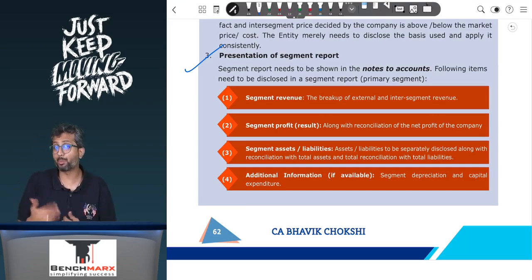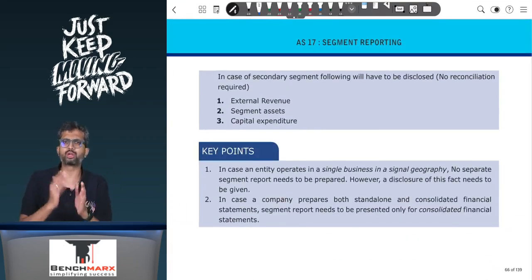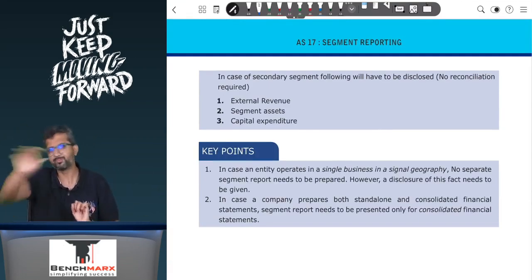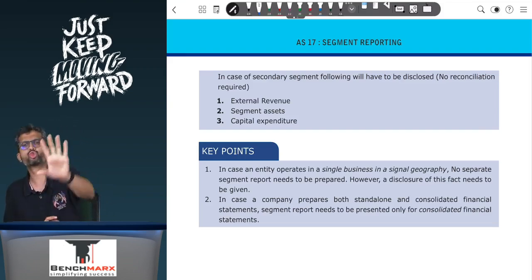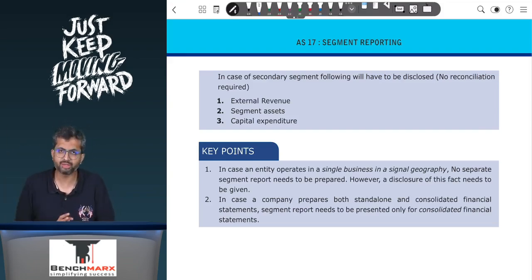However, if I'm operating in multiple businesses in multiple geographies, I'll also have to prepare a secondary segment report. Over here the institute is a little liberal. Instead of taking these 6 items, it will pick up 1 item from the P&L, 1 item from the balance sheet, and 1 item from capex or depreciation, to the extent of data available. It says you show only external revenue. Let us say secondary, that is geography wise, only external revenue.